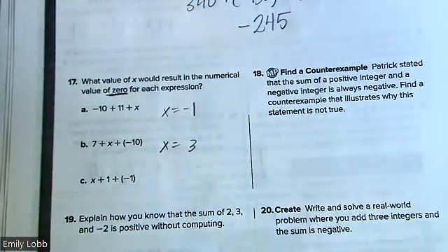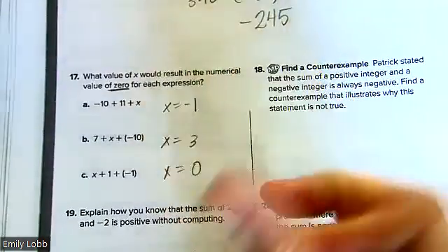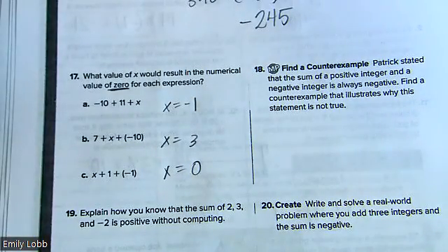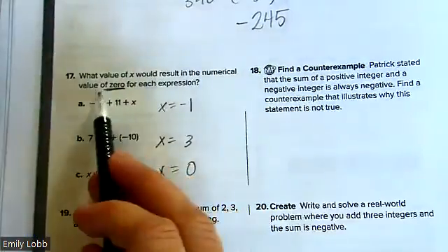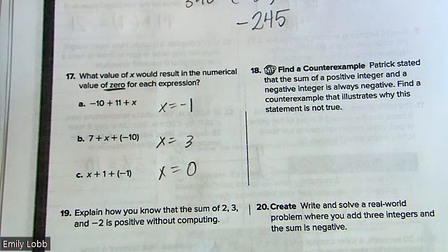What does X have to be here? 0. Because we already have the same number of positives as we do negatives. They wanted us to balance out our positives and negatives. That's how we get a value of 0 for the expression, if we have the same number of positives as we have negatives. Right, Cadence?